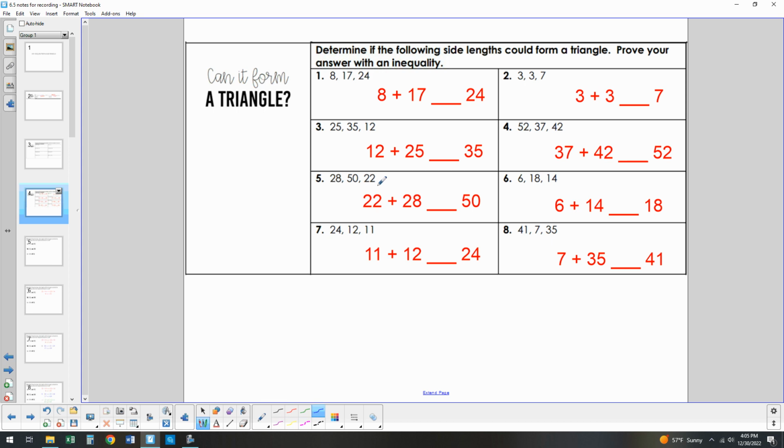So now we're going to actually do this. This is 25. Is 25 greater than 24? It's greater than, so this is yes. This will form a triangle. So number 2, 3 plus 3 is 6. 6 is not greater than 7. It's less than, so this is no. All right, here we have 25 plus 12 is 37. And 37 is in fact greater than 35. So that's yes.